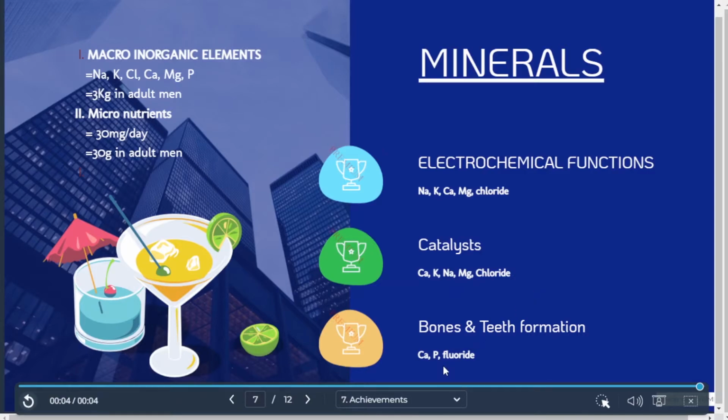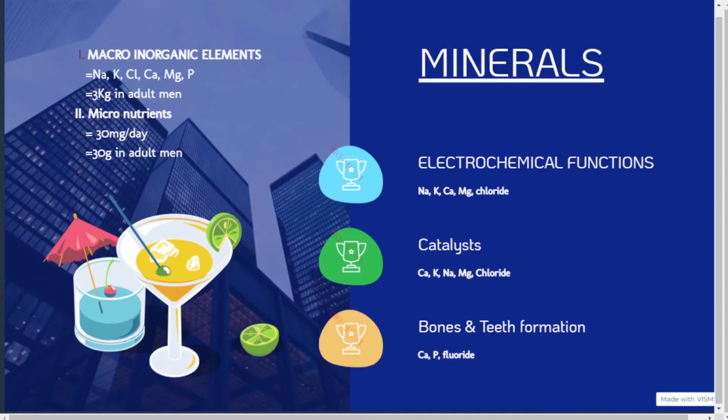Simple as that. Bone and teeth formation involves calcium, phosphorus, and fluoride. Just one fact I want to tell you: even our Colgate toothpaste has fluoride, but obviously in very minute amounts, because fluorine can also be used as a rat poison.